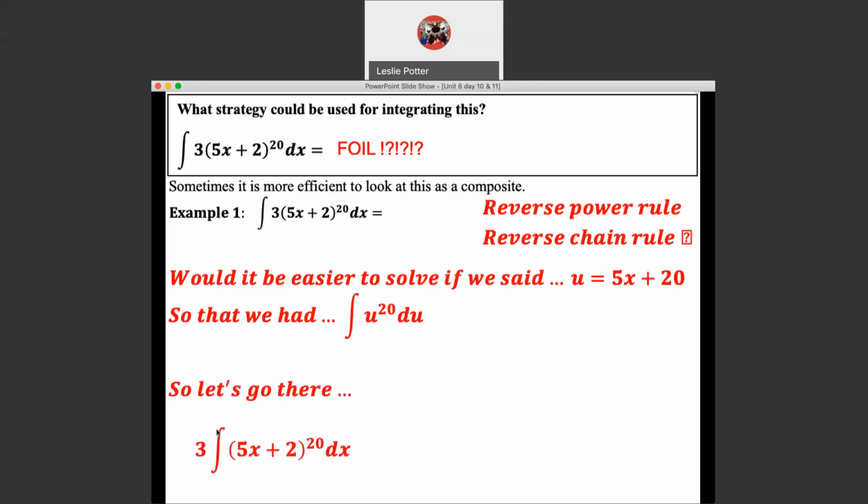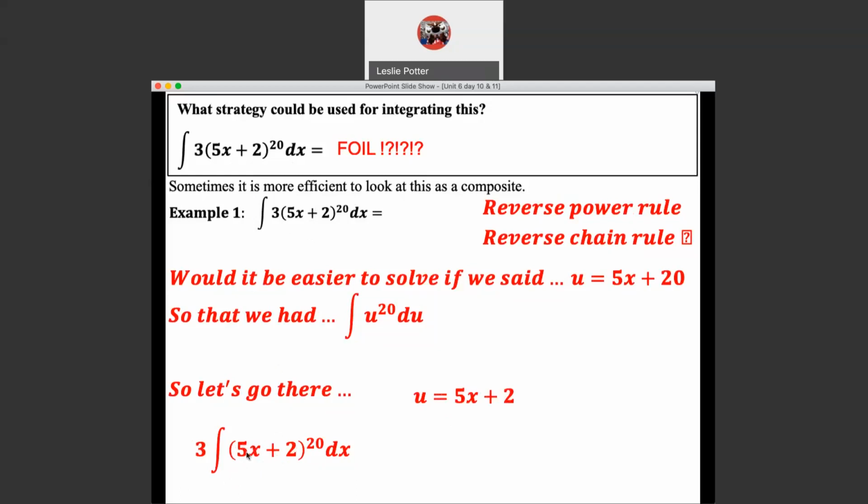Okay, so let's go back. So we have this. That's what we physically have as our question. I put the 3 out front because we can do that with constants. That's just a coefficient. And then I'm going to focus on that. So I'm going to go ahead and do this substitution. Let u equal 5x plus 2. So we're going to put a u right here.